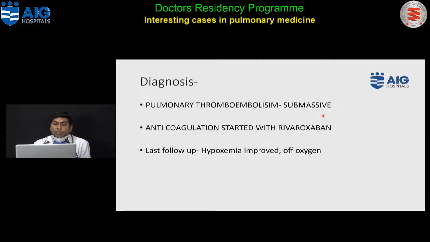Here, this patient had pulmonary arterial hypertension. However, the blood pressure of the patient stabilized. So that was the reason why we gave only anticoagulation in this patient. When we started this patient on rivaroxaban, after months of follow-up, his hypoxemia improved and he is off oxygen.